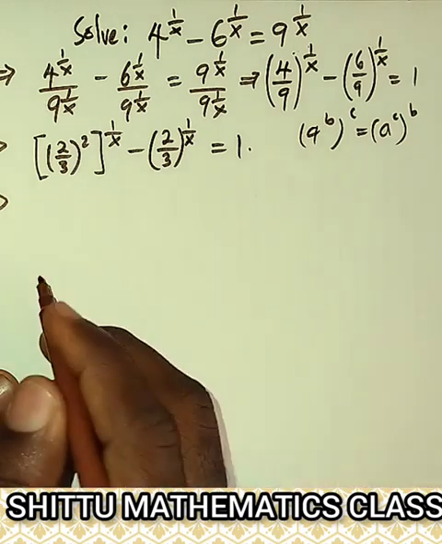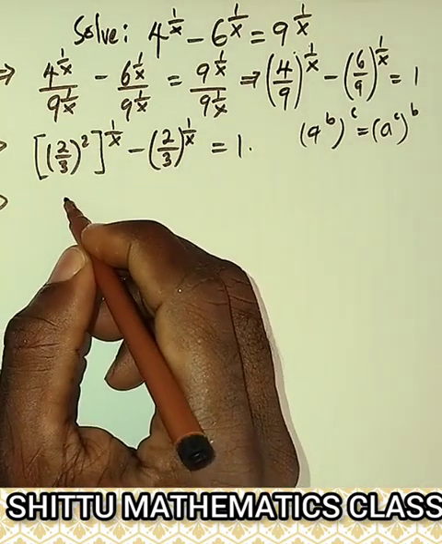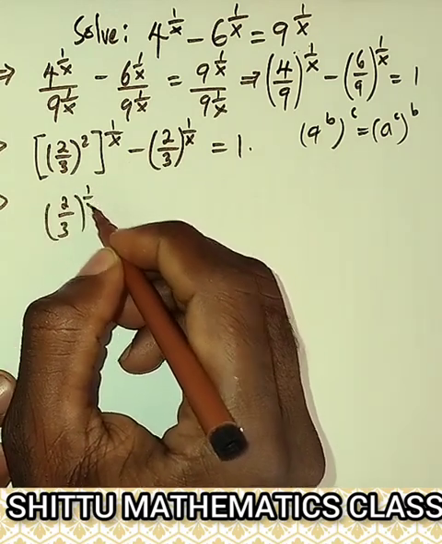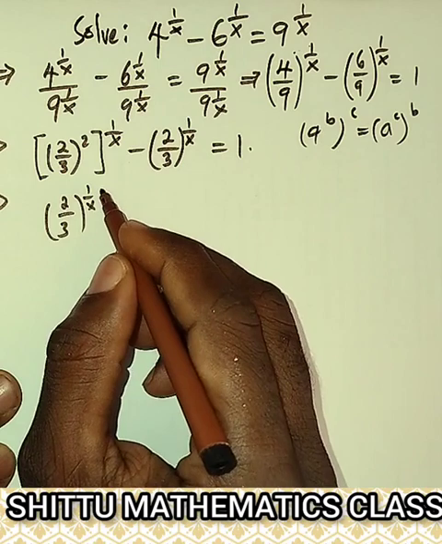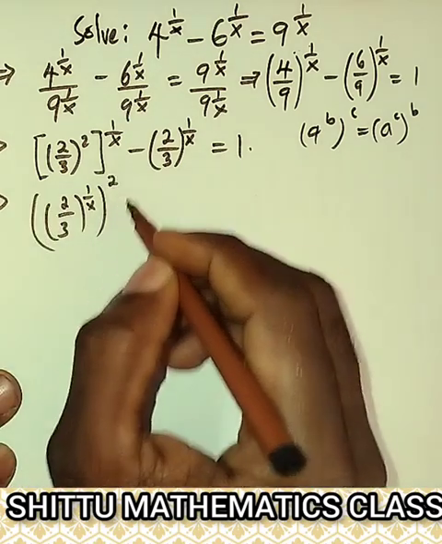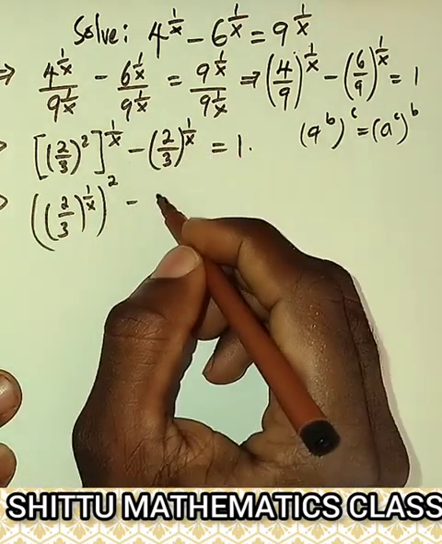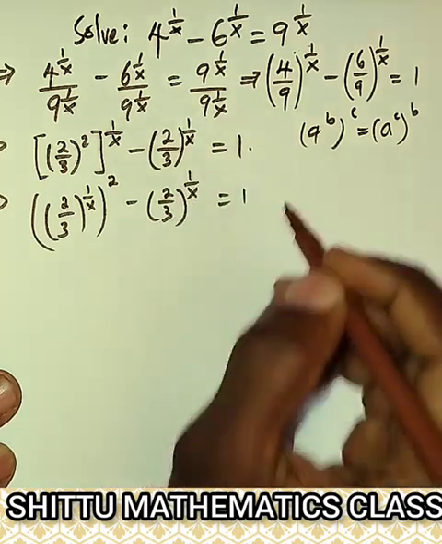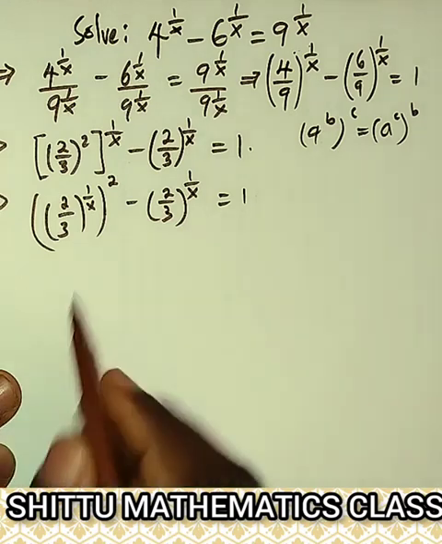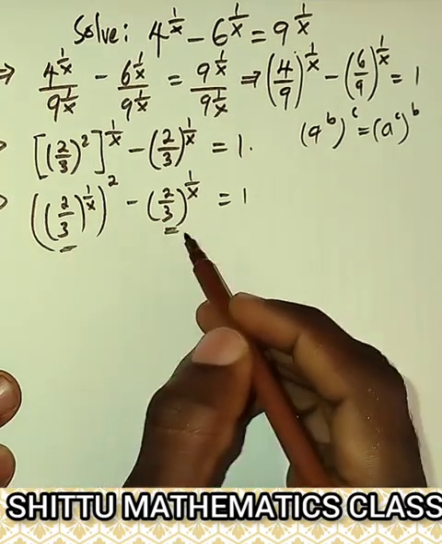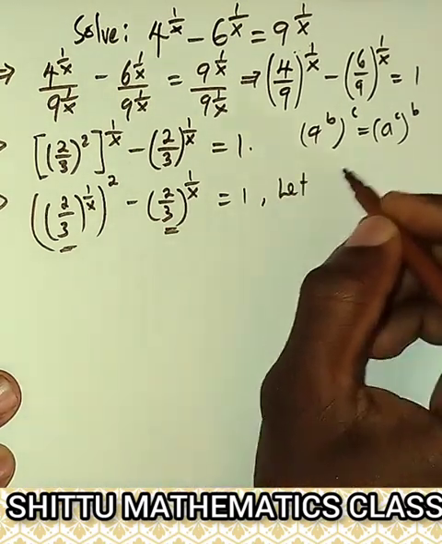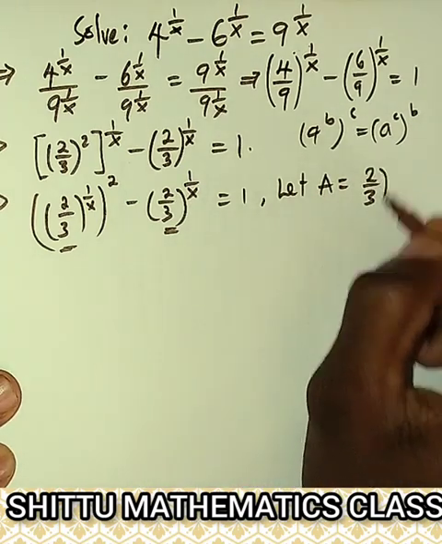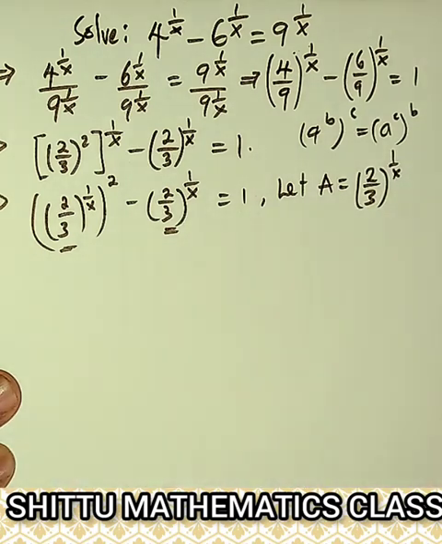So that is from the law of indices, and the same thing we want to do here. So I can have 2 over 3 to the power 1 over x, then I put 2 outside like this, minus 2 over 3 to the power 1 over x equals 1. So now we can see that what we have here is the same thing with what we have here. So we can let a be equal to 2 over 3 to the power 1 over x. Are you getting it now?